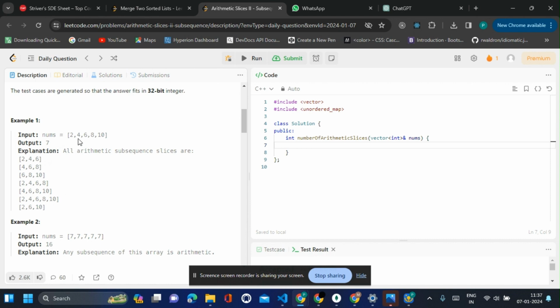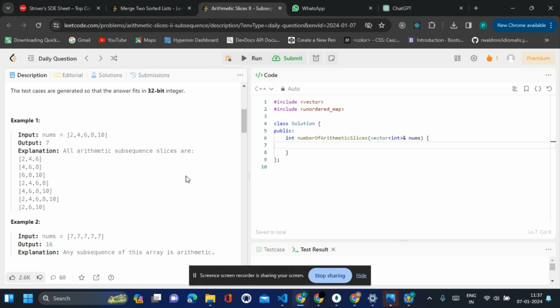Now starting from 4: 4, 6, 8 and 4, 6, 8, 10. Now starting from 6: 6, 8, 10, and yes, only 6, 8, 10. Now another one can be 2, 6, 10. Common difference is 4. 2, 6, 10. Thus we get these 7 arithmetic subsequence slices from this question.